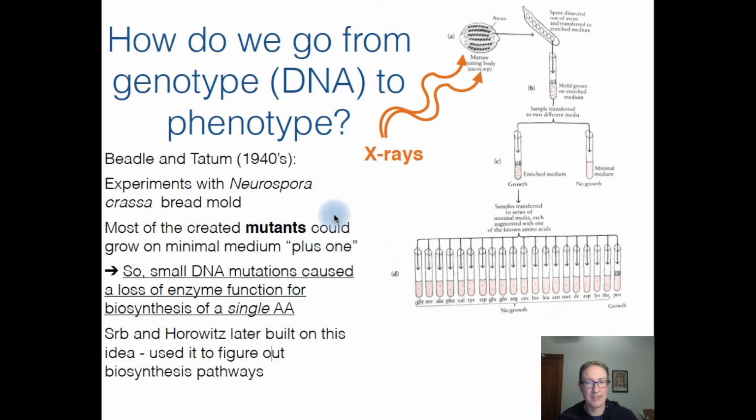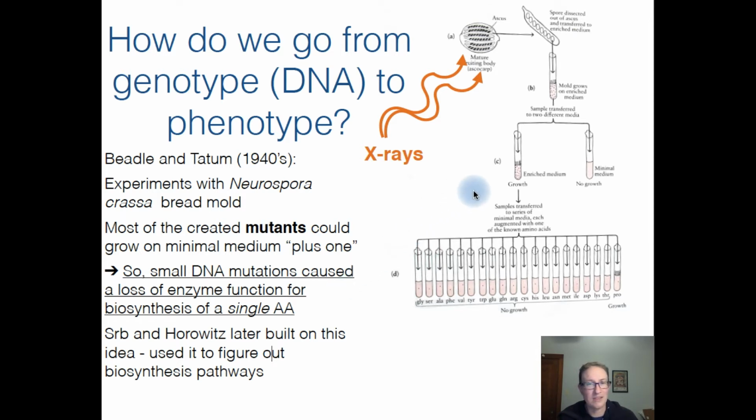So I've summarized that over here on the left part of this slide by saying, so most of the mutants that they created could grow on this minimal medium plus one supplied amino acid. So their conclusion from this was that the small DNA mutations that they caused with the X-rays must have caused a loss of enzyme function for the synthesis of a single type of amino acid.